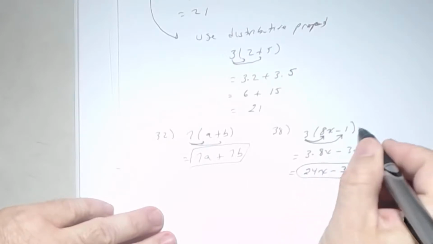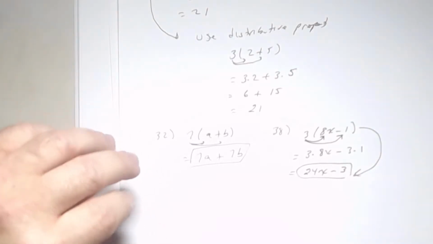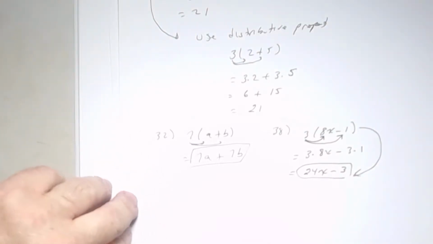So just keep in mind you can go from here to here. You don't have to write in that next step. So 3 times 8x is 24x, and then minus 3 times 1 is 3. All right, 42.